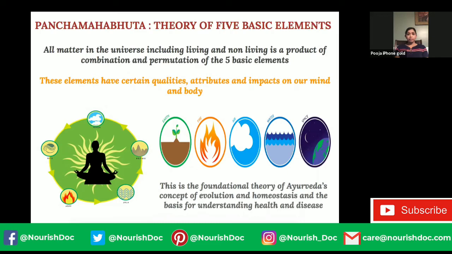For example, some people are lighter in weight and they run fast, they talk fast, they can multitask fast, and they fidget. So all these properties show the qualities of air in that person. So that way it shows that the element of air is more in terms of his or her body constitution.